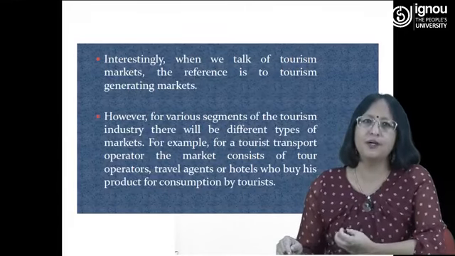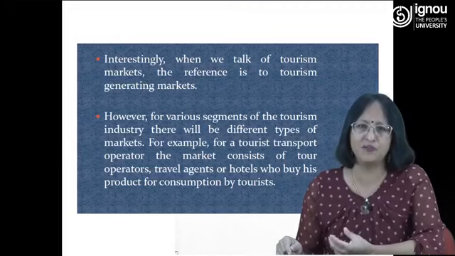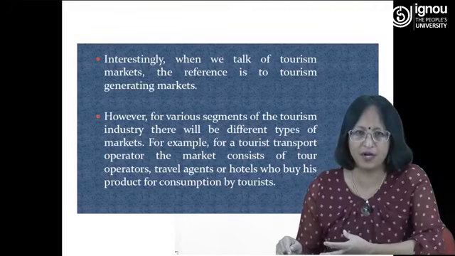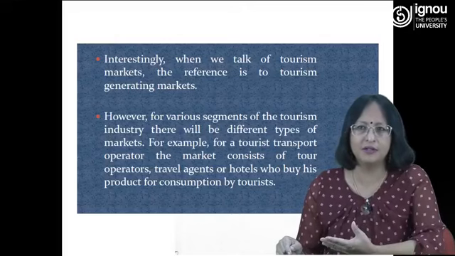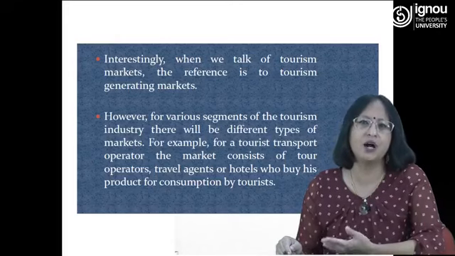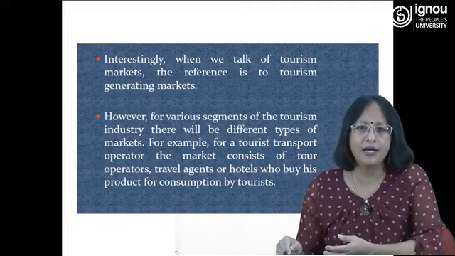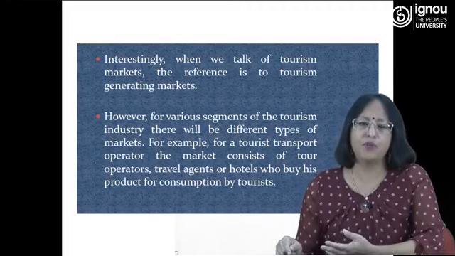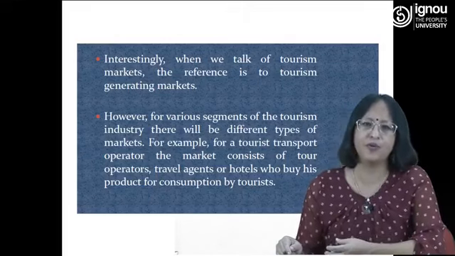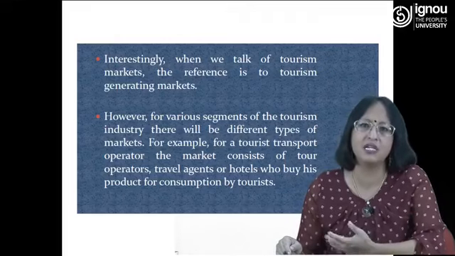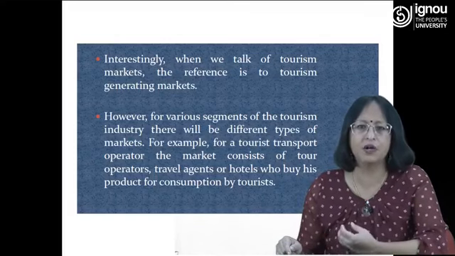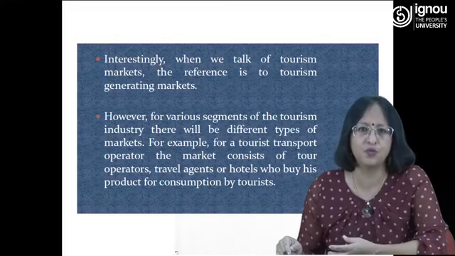But interestingly, when we talk about the tourism market, the reference is always to the tourism generating market. But we should also remember that for every segment of the tourism industry, there will be different types of market. A tour operator will have the travel agent who will be selling their tours as a market for them, as well as the tourists who come and directly buy tour packages from them. Whereas if you talk about the tourist transport operator, the market again will consist of tour operators, the travel agents, the hotels who buy their product for consumption by the tourists. And even the tourists nowadays book their own tickets, and so tourists themselves are also a market segment for the transport operators.